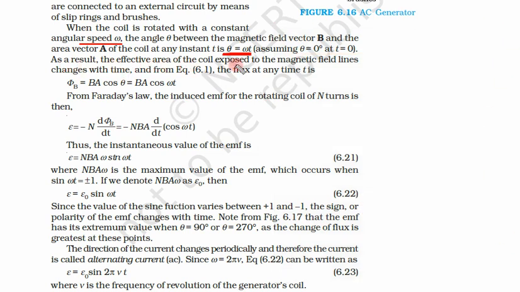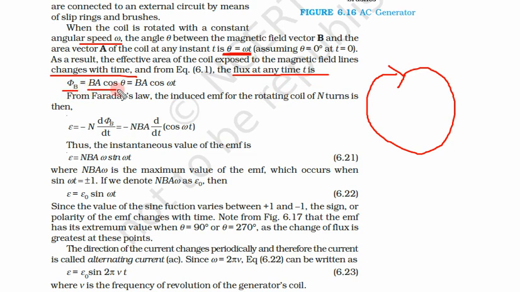As a result, the effective area of coil exposed to magnetic field changes with time. So since omega is changing, coil is rotating. Coil is rotating in a circular motion. So theta is also changing with time, and with changing theta, what is changing? This area is changing. Now let us calculate the flux. So you know flux is equal to B dot A, BA cos theta. So this is flux. Now let us put the value of theta. Theta is equal to omega t. So we get BA cos omega t.